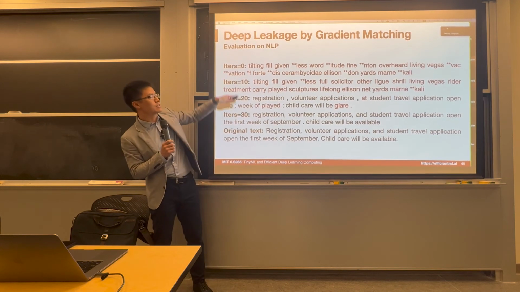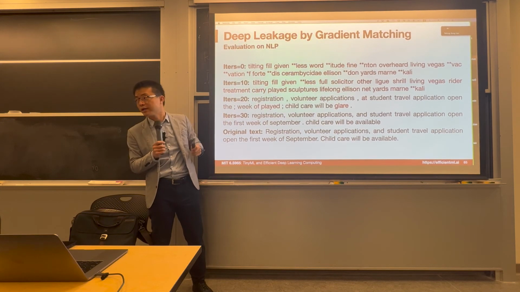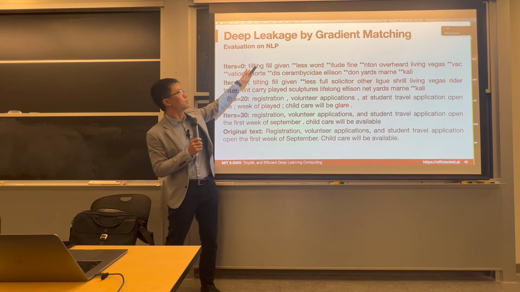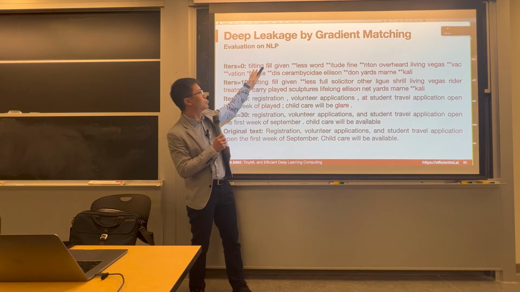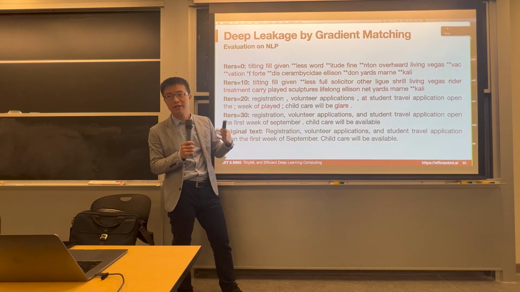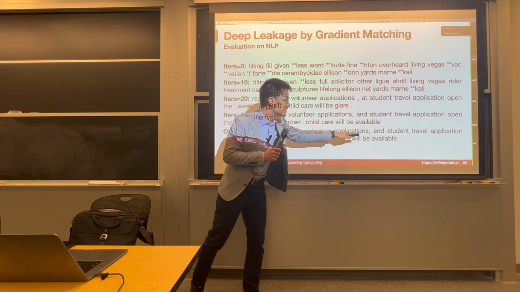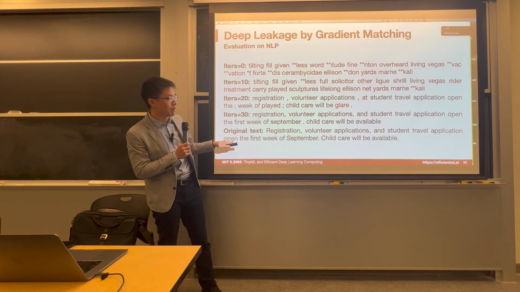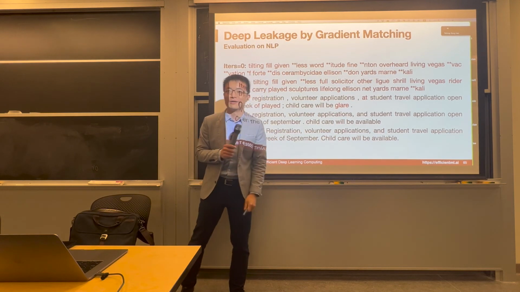So this is another example. Iteration 0, 10, 20, 30 iterations. Initially, we initialize with a purely random noise sentence. This is the original text we get from the NeurIPS website: Registration, volunteer application, and student travel application open the first week of September. Childcare will be available.